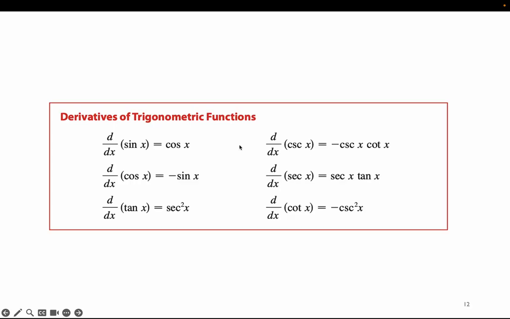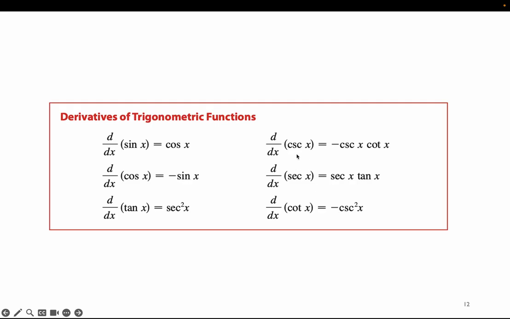One way to memorize this is to notice that if you're differentiating something that has a c, it has a negative answer. So cosine, cosecant have a negative answer, cotangent has a negative answer. Everything else is positive. So that can be helpful. Differentiating cosine is negative sine, right? The c. And differentiating cosecant is negative cosecant cotangent. Differentiating cotangent is negative cosecant squared.